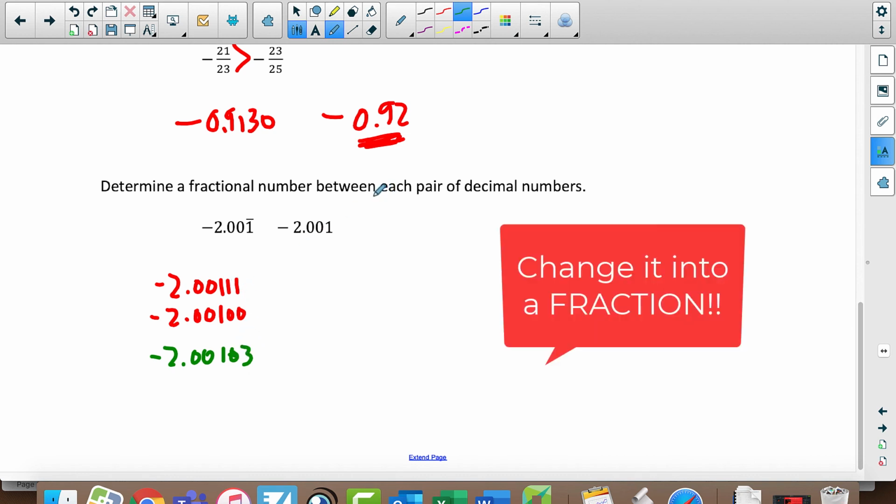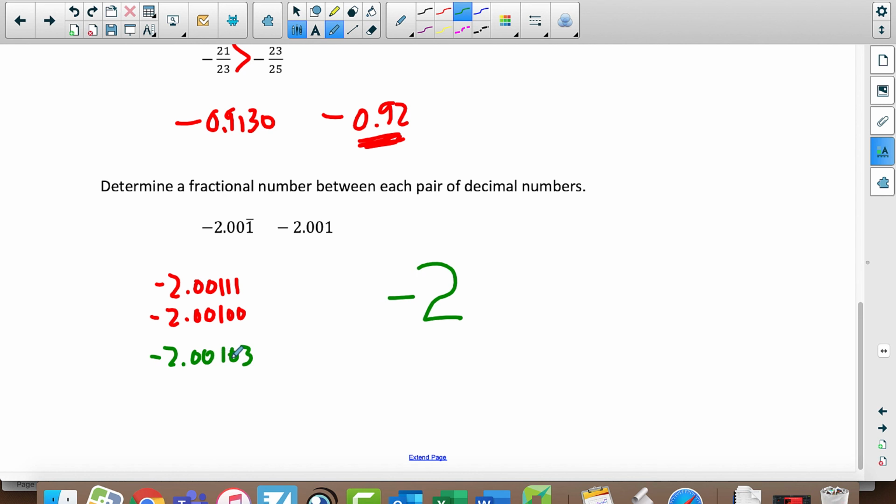Now we have to change it into a fraction. Okay, well let's not worry about this first part. That negative 2 will make our big number, negative 2. And what's left over here is 0, 0, don't have to worry about that, 103. 103 is our numerator, and we just have to think of place value. Whoa, we gotta go a long way. Tenths, hundredths, thousandths, 10,000ths, 100,000ths. 100,000th. There you go. Negative 2 and 103 over 100,000 is right between those two decimals.